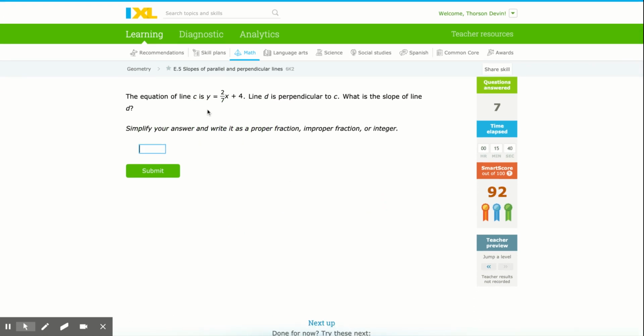Again, here, the equation of the line is y equals 2/7 x plus 4. Line D is perpendicular to C. What is the slope? Well, if it's perpendicular, I take that slope of 2/7, flip it upside down, and since it's positive, it's going to be negative 7 over 2.